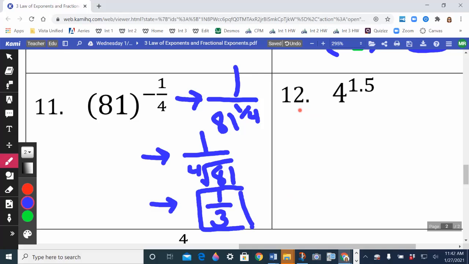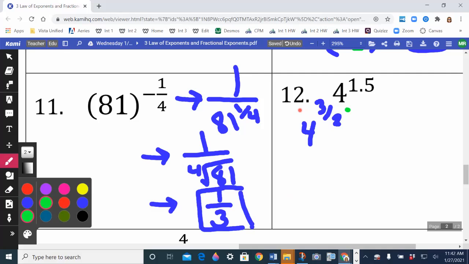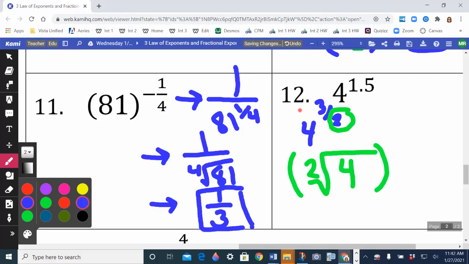On number 12, I'm taking 4 to the 1.5. So instead of thinking of it as a 1.5, it is a 3/2. So again, I'm first going to root it. So I'm going to take the square root. I'm putting the 2 there just to emphasize. You don't need to put the 2 there, because if you don't have a number there, we know it's a square root. Then I'm raising it to the power 3. So the square root of 4 is 2, and then 2 to the 3rd is 8.